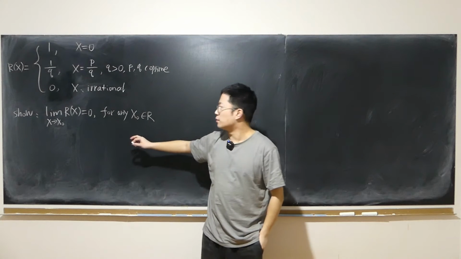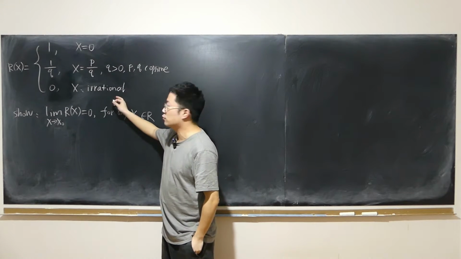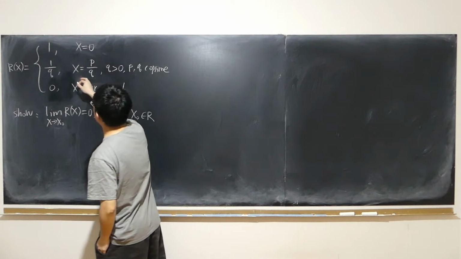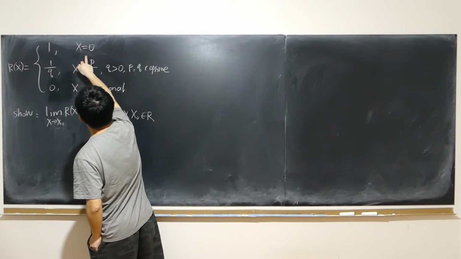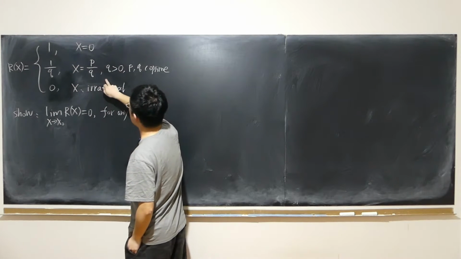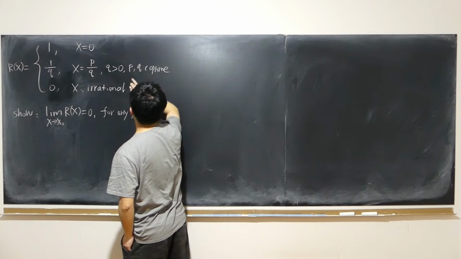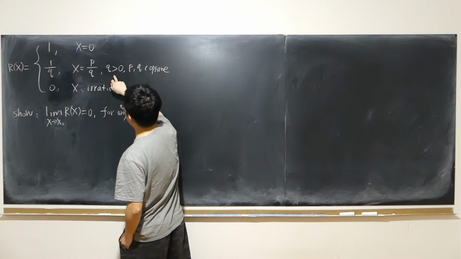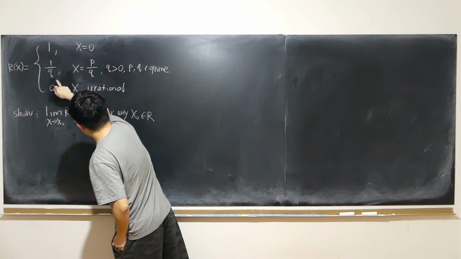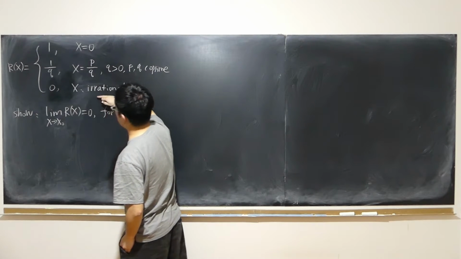Here we have a function called Riemann, not the zeta function, but the Riemann raindrop function. I'll explain why it's called the raindrop function. It is defined as 1 when x is equal to 0. When x is a non-zero fraction p over q, of course coprime, with q positive, it is defined to be 1 over q. And it is defined to be 0 when x is irrational.